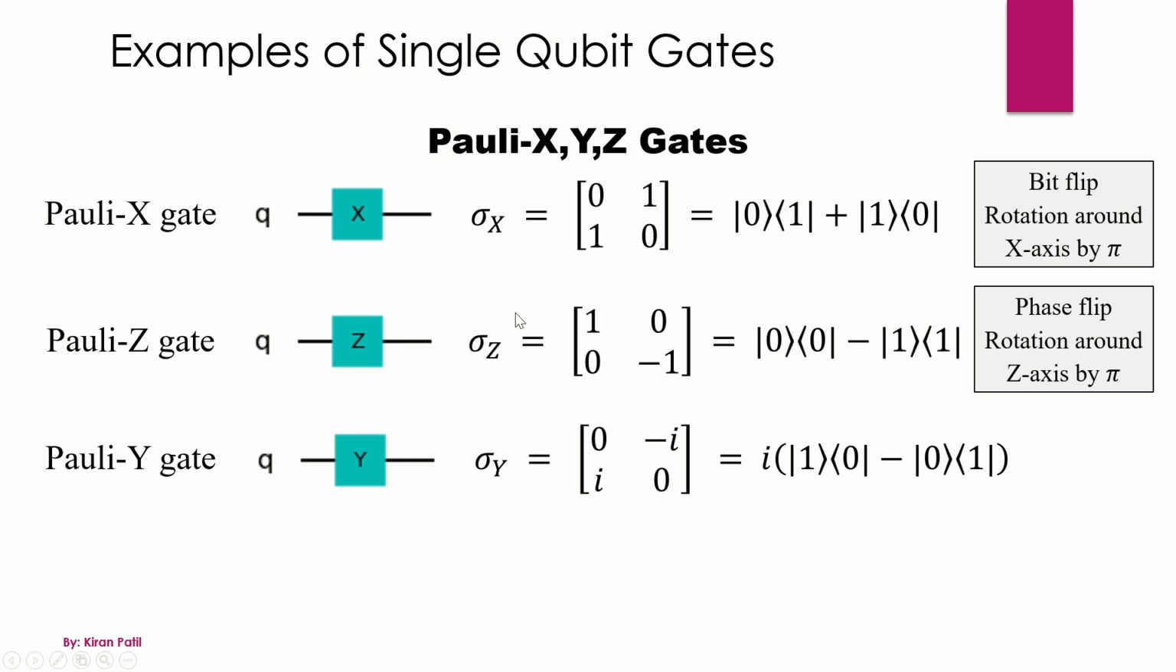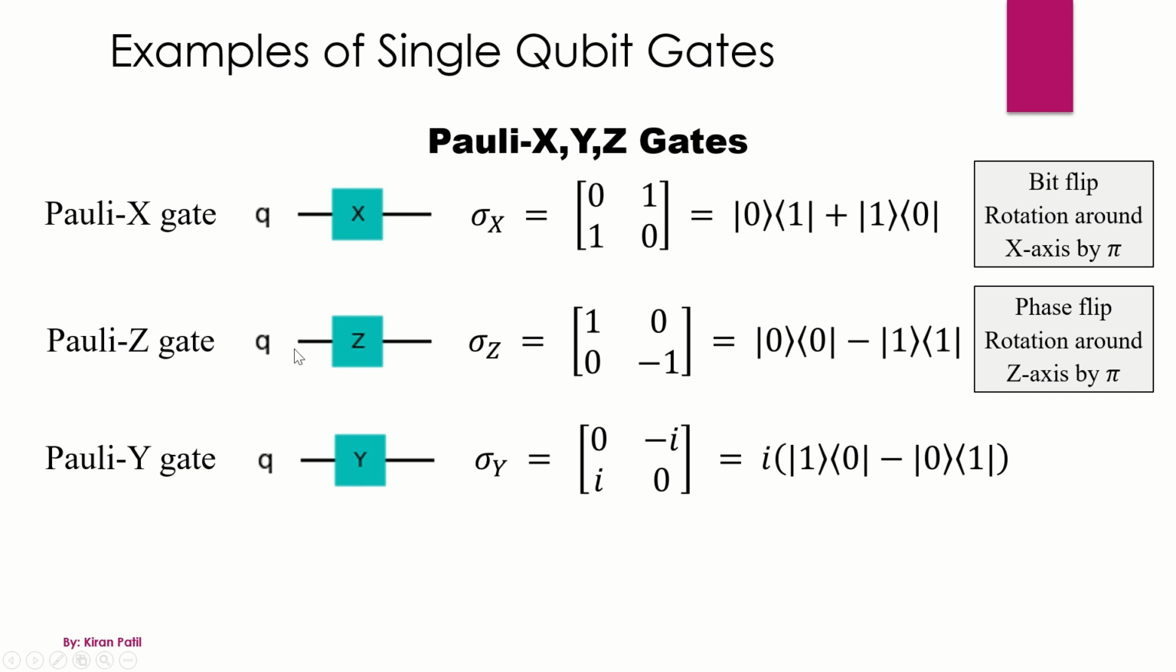What the Y gate does: when we give the input as |0>, we get the output as i times |1>. So it shifts the phase. Then we have seen that when we give the input to the Y gate as |1>, we get the output as minus i times |0>. Right? It shifts the phase. Right? Then we have seen the Pauli Z gate.